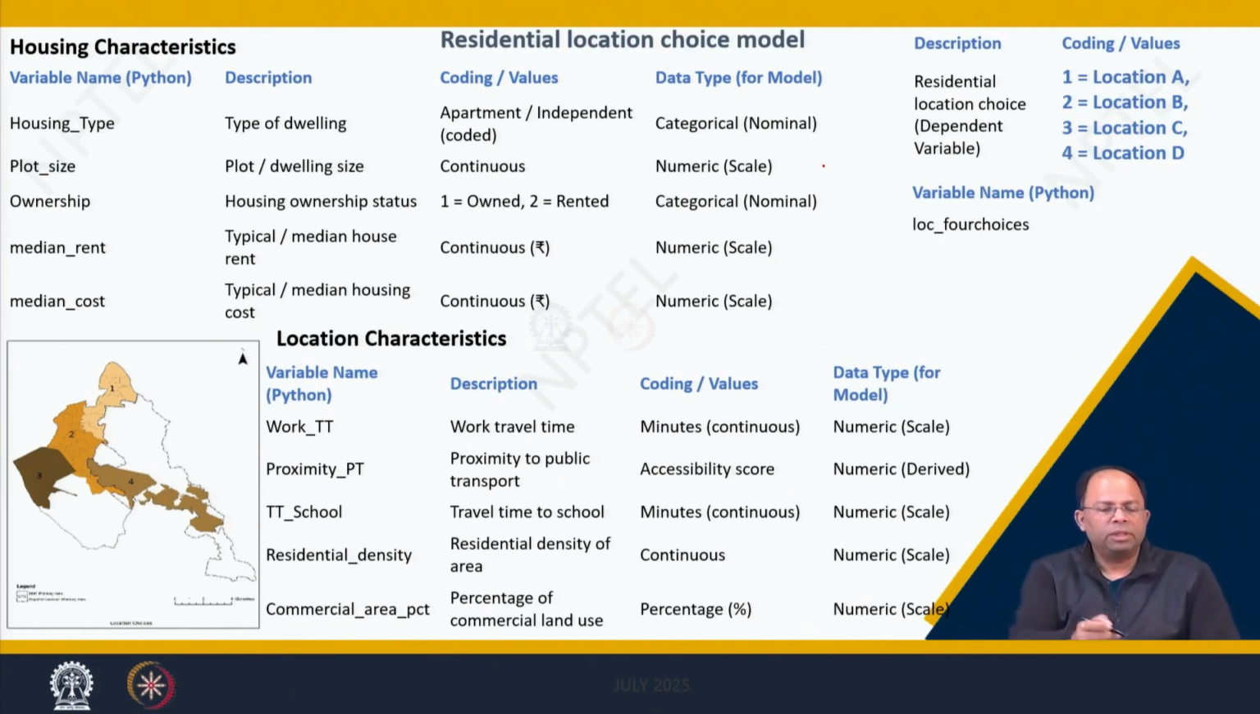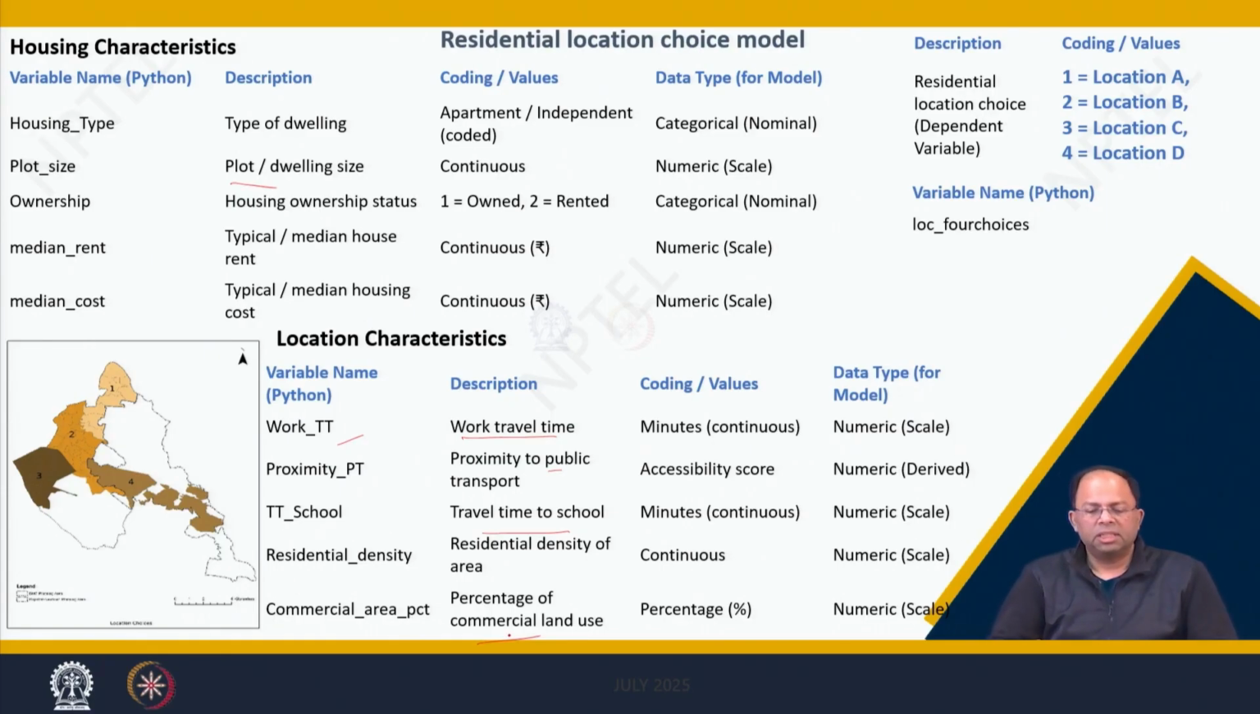In addition to that, we looked into the housing characteristics, what type of housing they are looking for, or what type of housing they have moved into, the plot size, the ownership, the median rent, the median cost of that particular area, and then the residential. Then we have the location characteristics of that particular location: the walk travel time, how close it is to public transport, what is the travel time to school, the density of that area, the percentage of commercial land use, which we felt also influence our location choice.